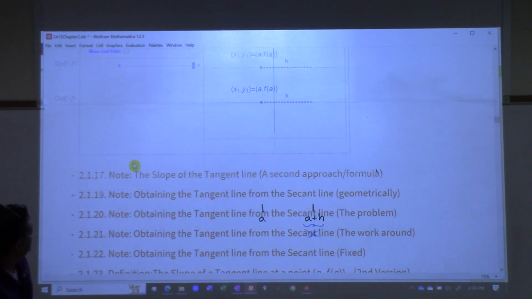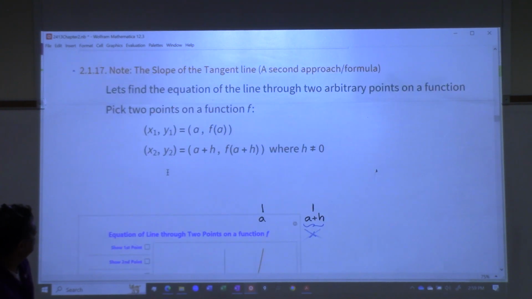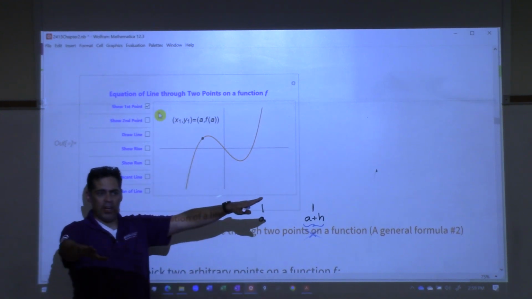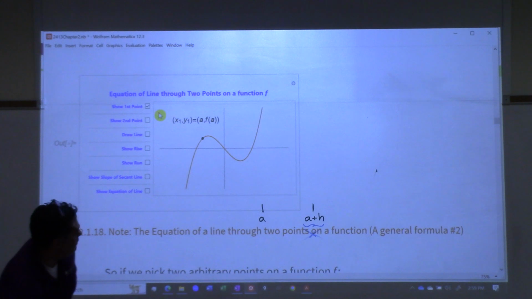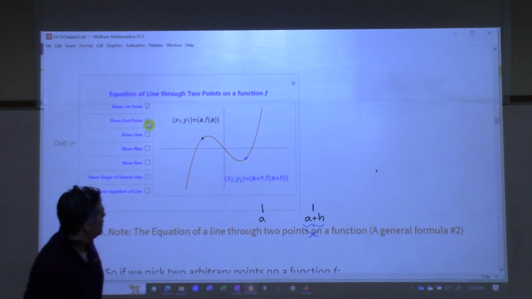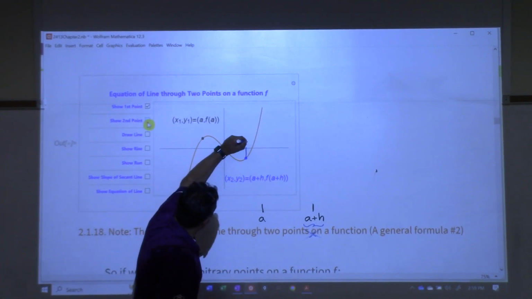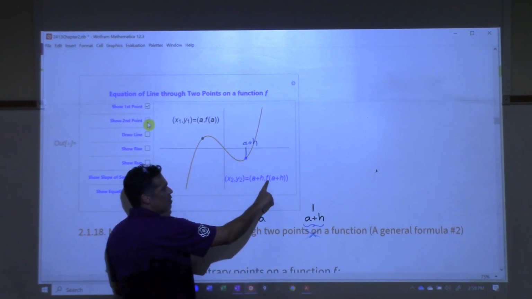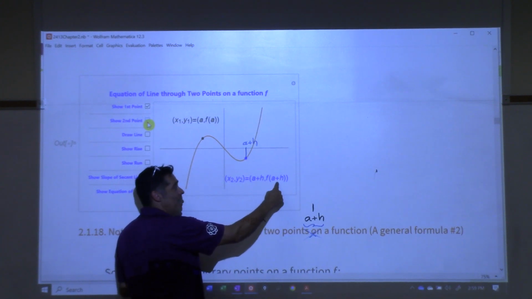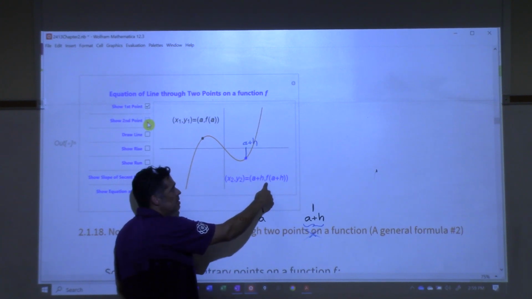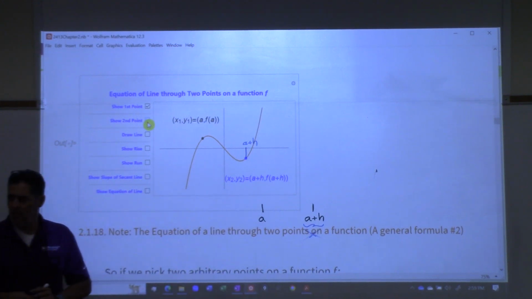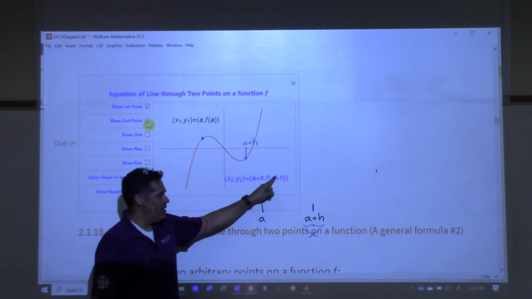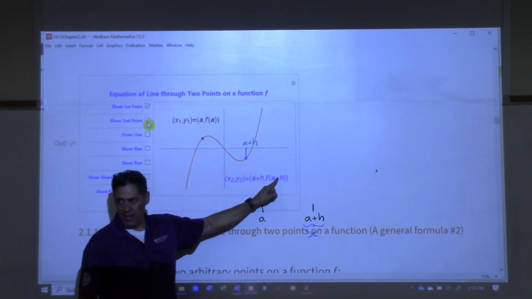Here's our first point, A, f of A. Nothing has changed. The second point, however, has the x coordinate we said was A plus H. That's the x coordinate. And then the y coordinate is what you get when you plug A plus H into the function. You'll see how that's different than before. In the previous version, this was x and this was f of x. Now this is A plus H and f of A plus H.